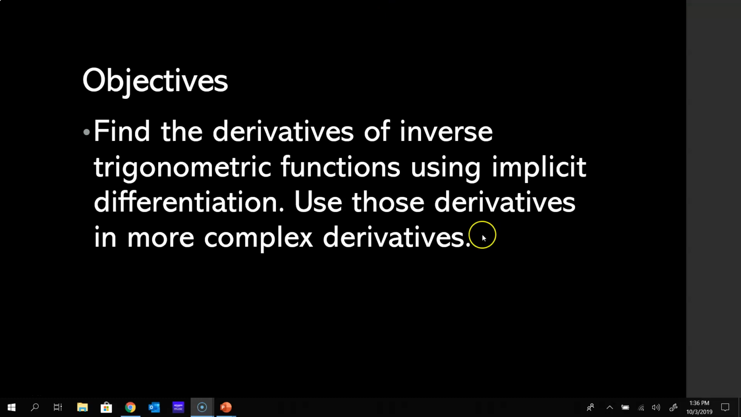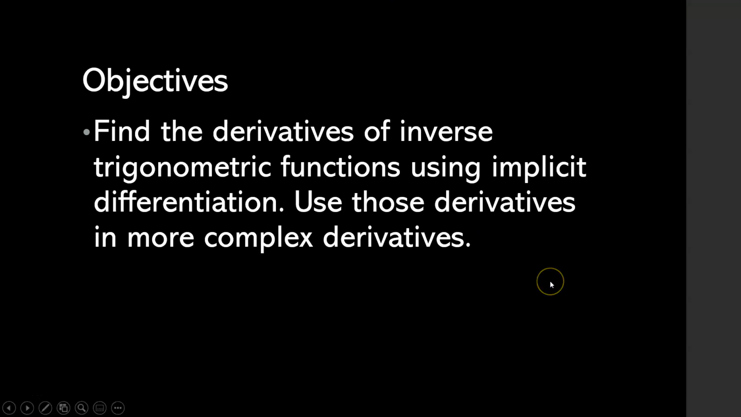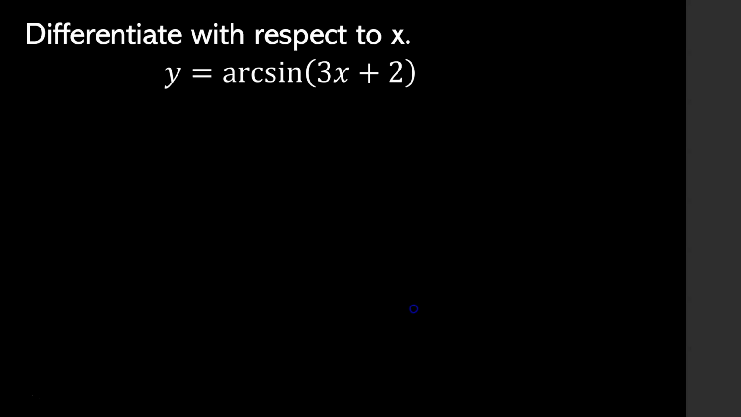In the last video, I hope I showed you how to create the derivative of the 6 primary inverse trigonometric functions, inverse sine, inverse cosine, and so on, using implicit differentiation. I'm going to walk you through a couple of examples, and I'll show you 2 ways to do that. And hopefully you understand what I mean by more complex derivatives. Here we go. So we're trying to find the derivative of inverse sine of 3x plus 2.